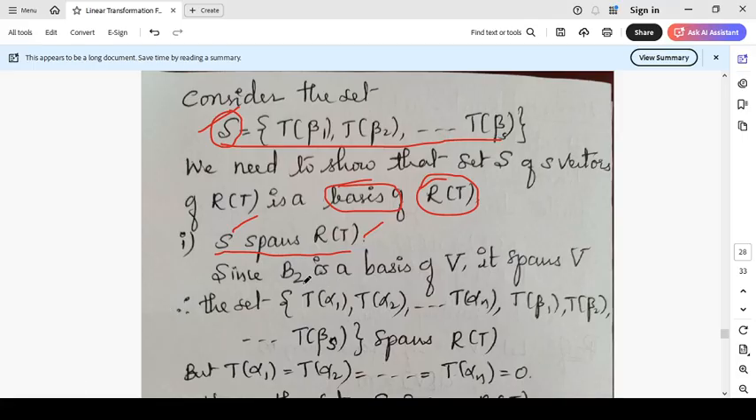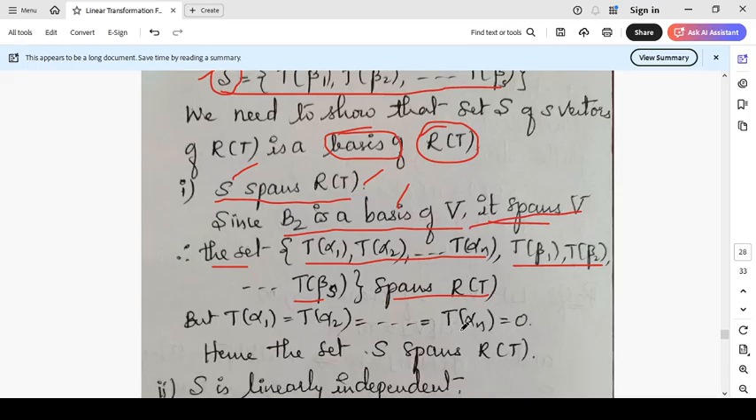For that purpose, we have B2 is a basis of V, which we have taken. B2 is a basis of V, and obviously it spans V. Therefore the set T of alpha 1 up to T of alpha n and T of beta 1 up to T of beta s spans R(T). But what do we have? T of alpha 1, T of alpha 2 up to T of alpha n are 0.